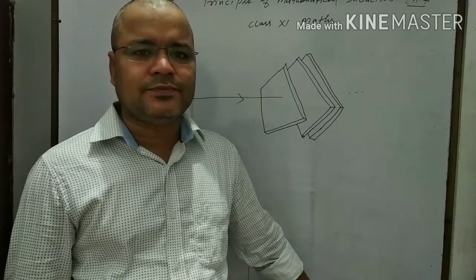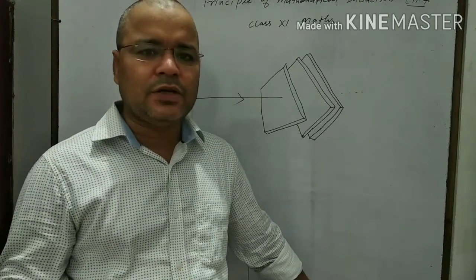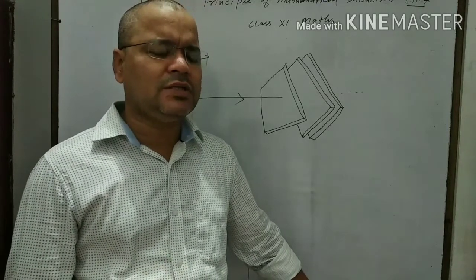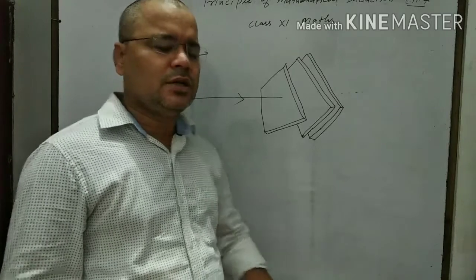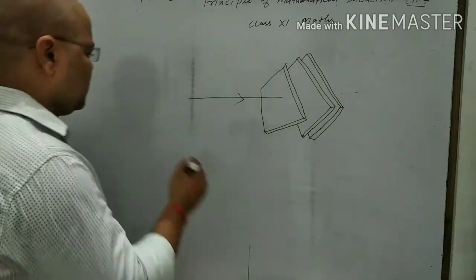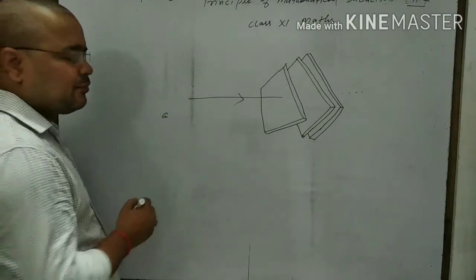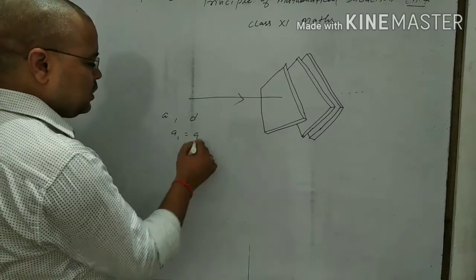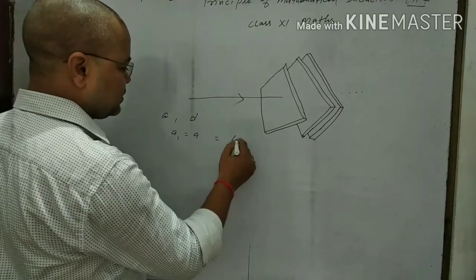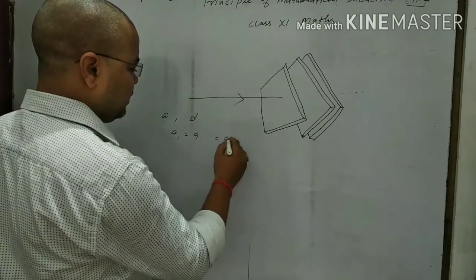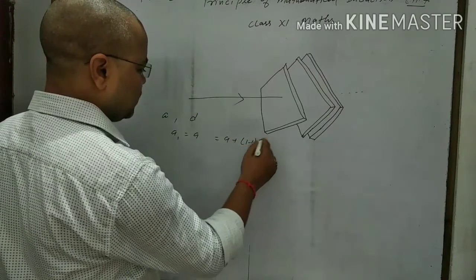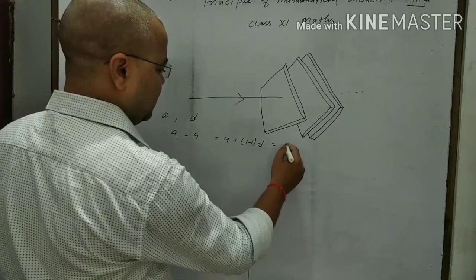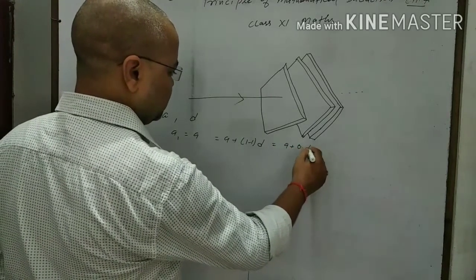Dear student, mathematical induction means from particular to general. Here I want to give one example from particular to general, which you know. If the first term is A and the common difference is D, then the first term is equal to A. This can be written as A plus 1 minus 1 into D. Can we write it this way? That is A plus 0 into D.